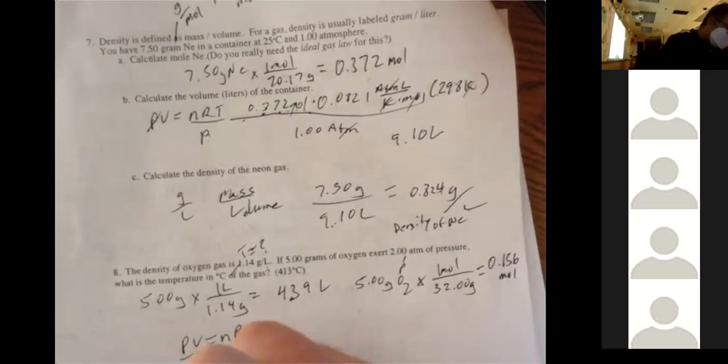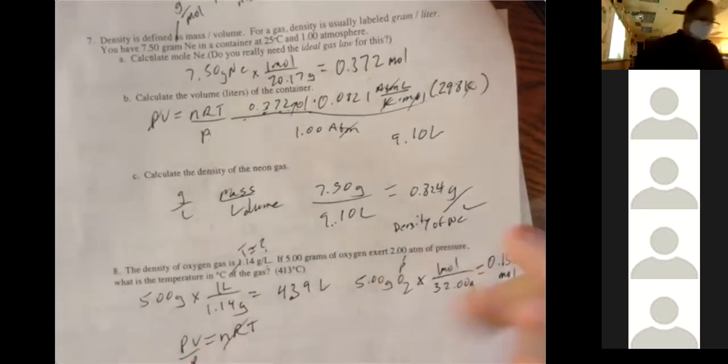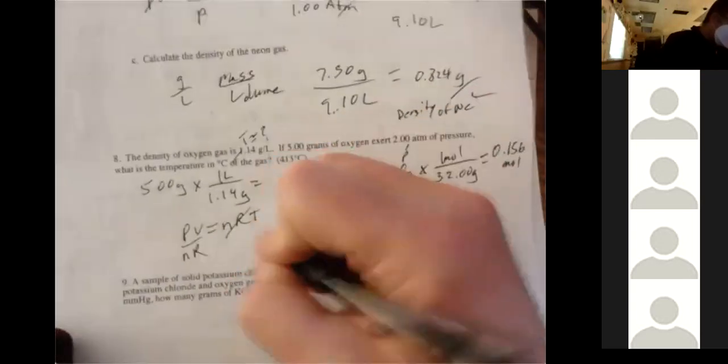So there's our n. We have our V. We have our P. We want to get the temperature. We need to divide both sides by nR. Cancels out there. Now it's just to plug in and calculate. 2 atmospheres. Volume, we calculated from the density. Number of moles, we calculated from the mass. R constant, since we're in atmospheres, 0.0821 atmosphere liters per Kelvin mole. Moles will cancel out. Atmosphere liters will cancel out, leaving us with kelvins.